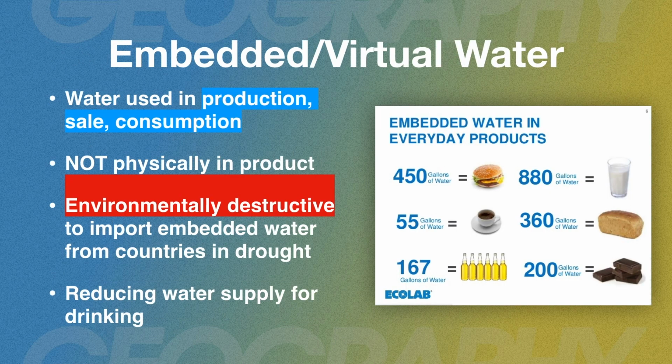Going back to virtual water, otherwise known as embedded water, this is water that's used in the production, sale, or consumption of any goods. It doesn't have to physically be in the product. It's considered to be environmentally destructive when you import goods that have a lot of embedded water from countries that are in drought. And you're reducing the water supply for drinking when you use a lot of virtual water.